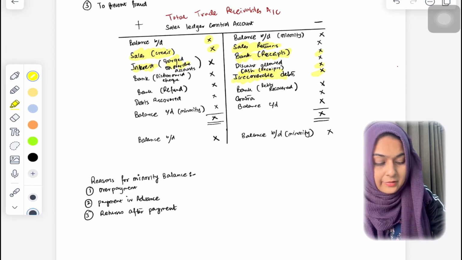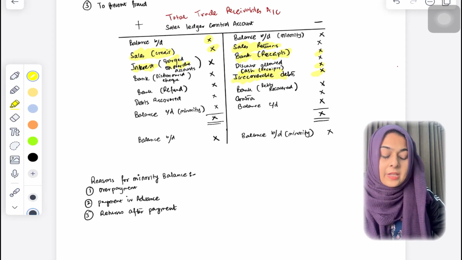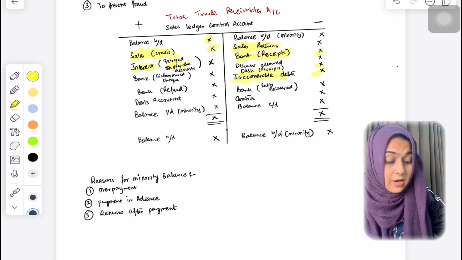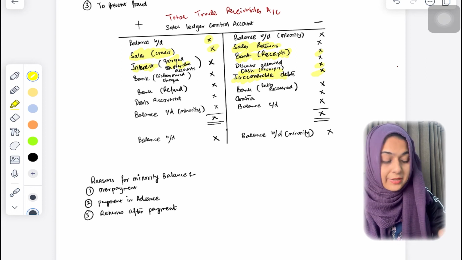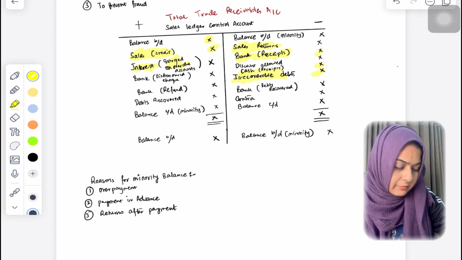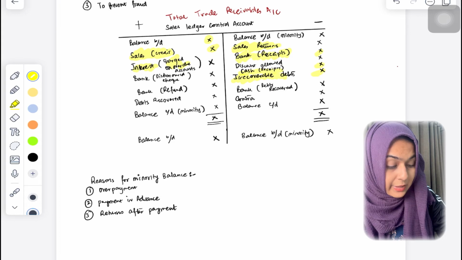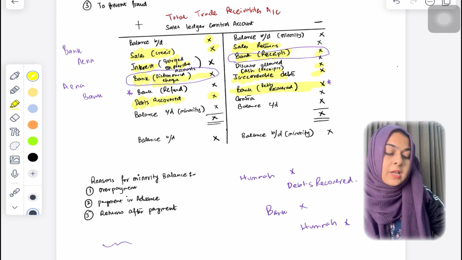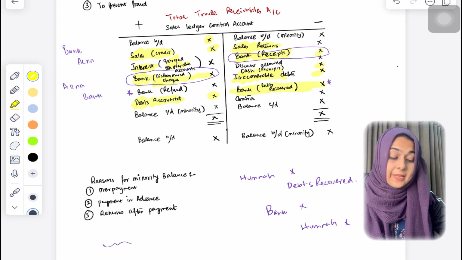this is what is happening here. Trade receivable is being debited against debts recovered. So I'm recording this on the debit side of the sales ledger control account. And then when she pays me, I will debit the bank account and I will credit the account of Hamna. So it's right here: when I receive the money from Hamna, I will do bank debit, Hamna credit.